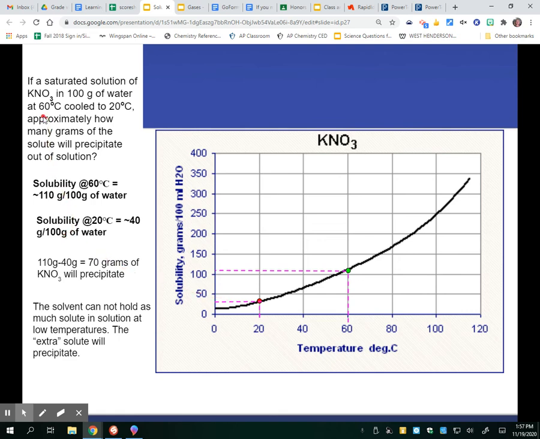So to answer a problem like this, when they ask you how much will precipitate out, you're going to find the solubility at each of those temperatures, and you just subtract, and the excess will precipitate out.